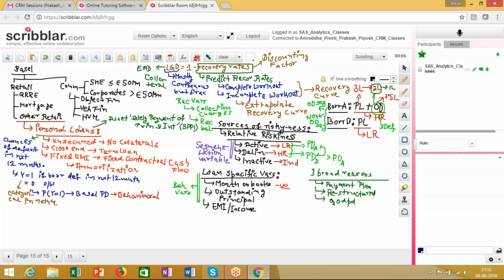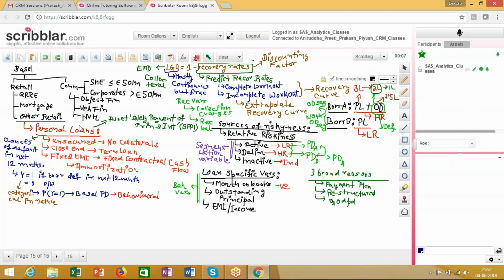And we'll explore each of these models for each of these different kinds of products. Right. So basically, we have been talking about two broad products. One of them was the QRRE, or the qualifying revolving retail exposure. The second was personal loans, which is an unsecured closed-end product, and for which we generally pay a fixed EMI.